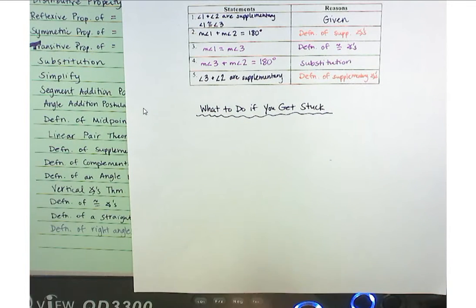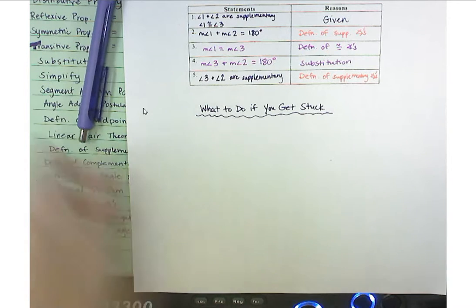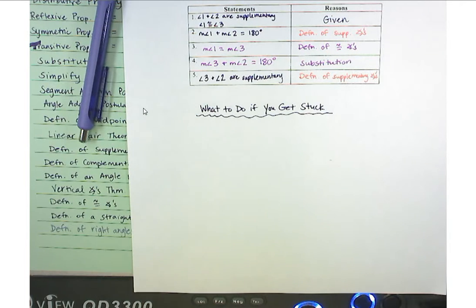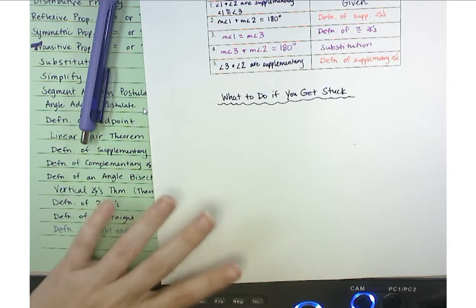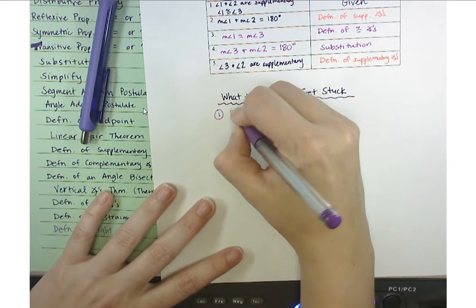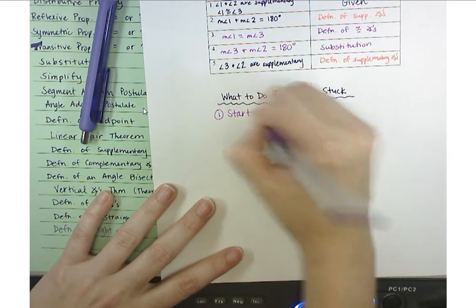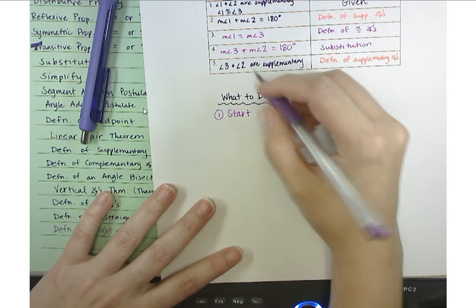Sometimes proofs can be hard, but there are lots of things in life that are going to be hard, and we don't just want to give up. What we want to do is work through those things, and I want to give you some things that are going to help you know where to start. The first thing that you want to do is start with what you're given. So you're asking yourself, did I already put in the given statements?